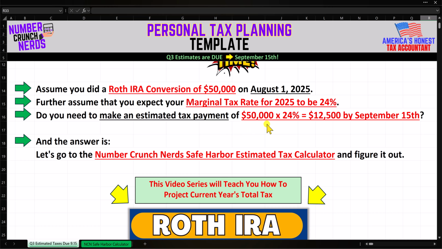So going back to the original question once again, do you need to make an estimated tax payment of the $50,000 Roth IRA conversion times your 24% projected marginal tax rate equals $12,500 of estimated tax payment by September the 15th? If you ever see a question like this, what are the first few things you're going to say? Number one is going to be there is not nearly enough information presented right here in this fact pattern or in this question for you to be able to appropriately answer that.